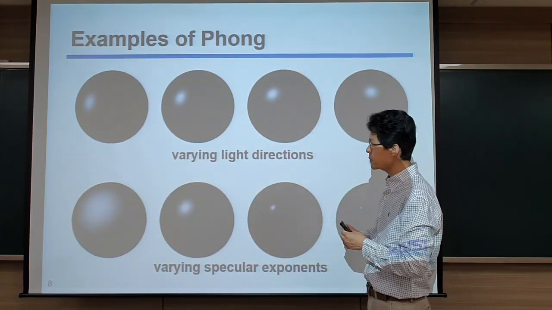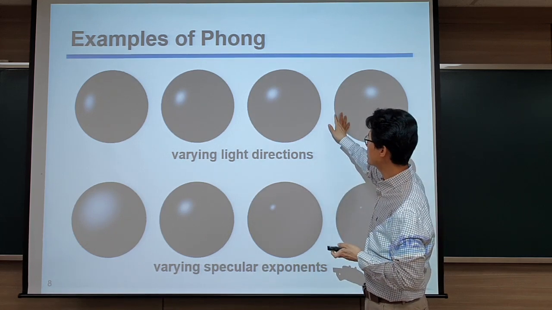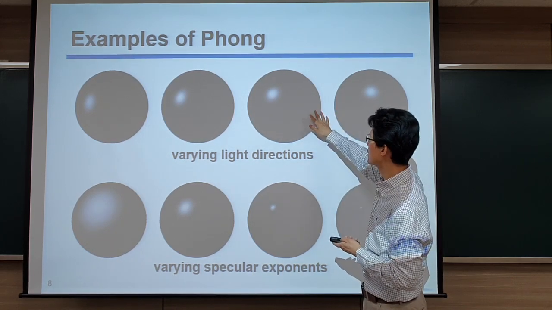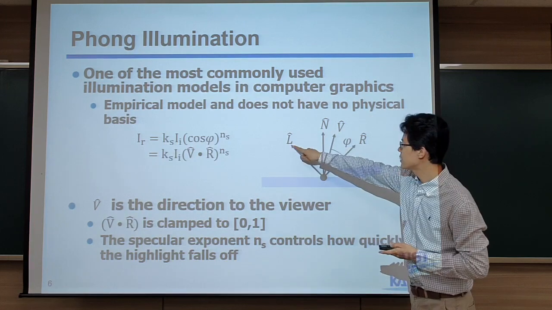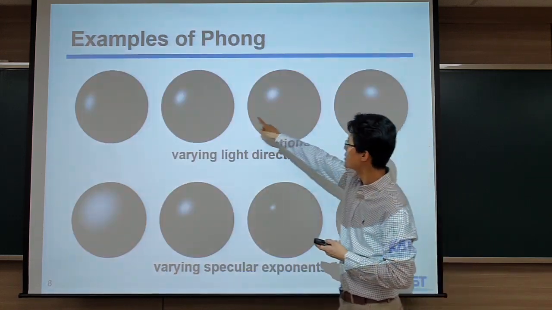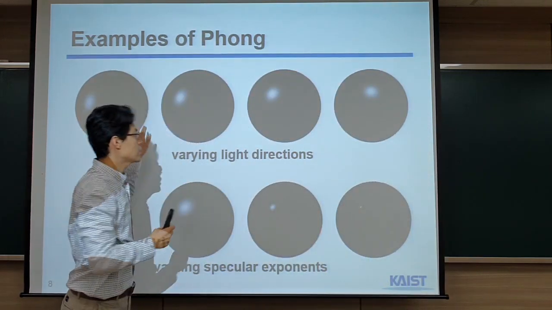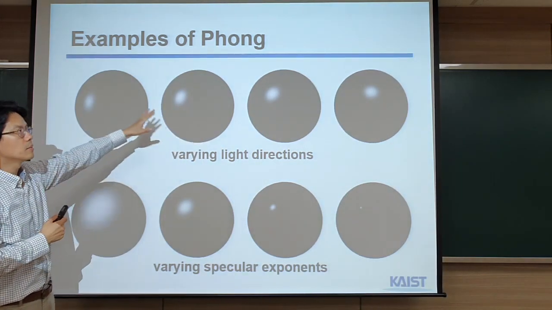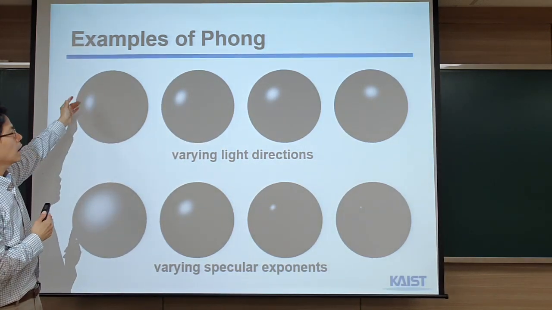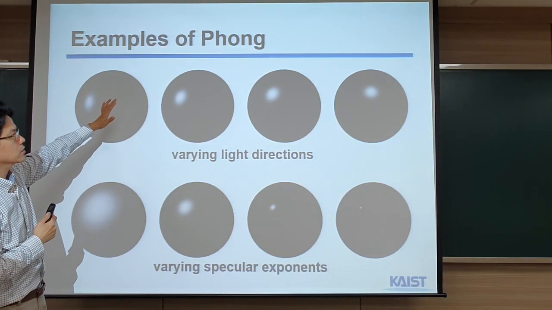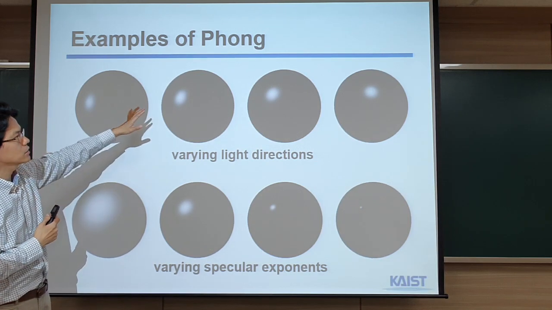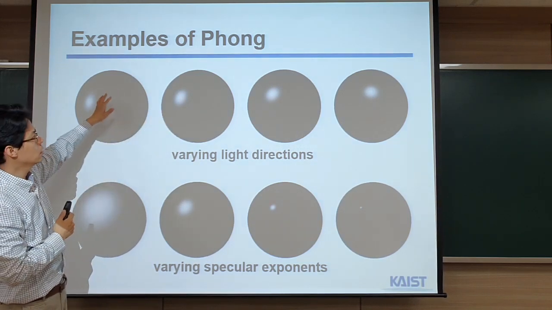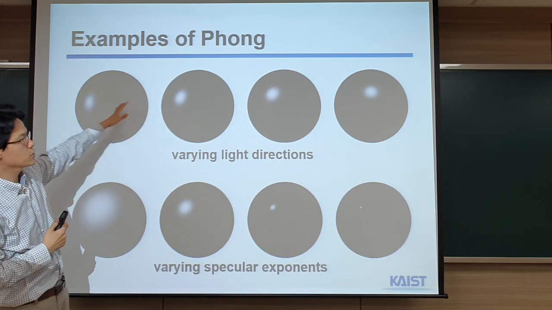this example. So here we change the light direction. In other words, we change the light direction, right? And then you can see that we maintain our viewing direction. But as we change the light direction, you see that the highlight is changing, right? The way of highlighting keeps changing.